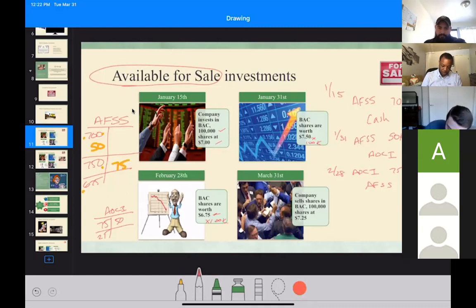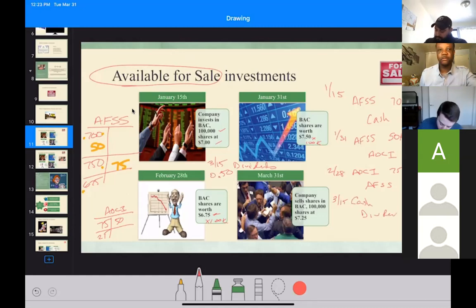Let me throw a monkey wrench in here. Let's say on the 15th, Bank of America paid 50 cents in dividends. Since we own shares, we're going to get those dividends. When we receive dividends, regardless whether it's trading security or available for sale, we're going to debit our cash and credit dividend revenue.